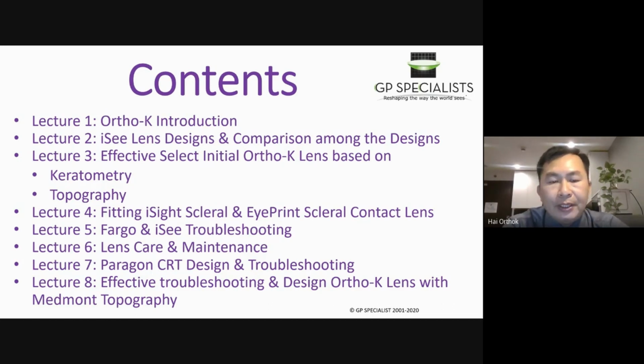Lecture 5 will be Firewall and IC troubleshooting. Lecture 6 we will talk about lens care and maintenance. Lecture 7 will be Paragon CRT design and troubleshooting. It's also a good section for us to actually review the troubleshooting of the Firewall lens and the IC lens. And lecture 8 will show the practitioner how to effectively troubleshoot and design orthokeratology lenses using the Medmont topography.